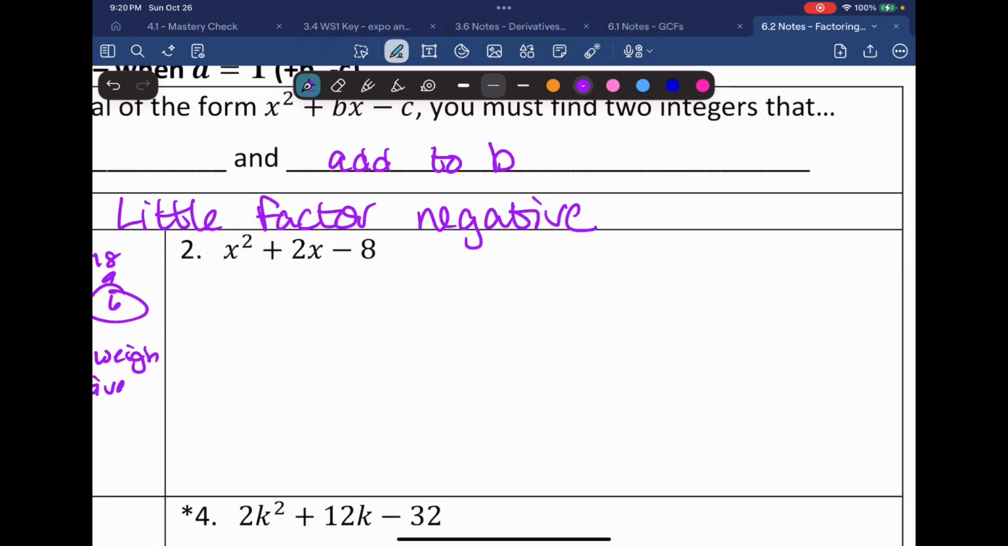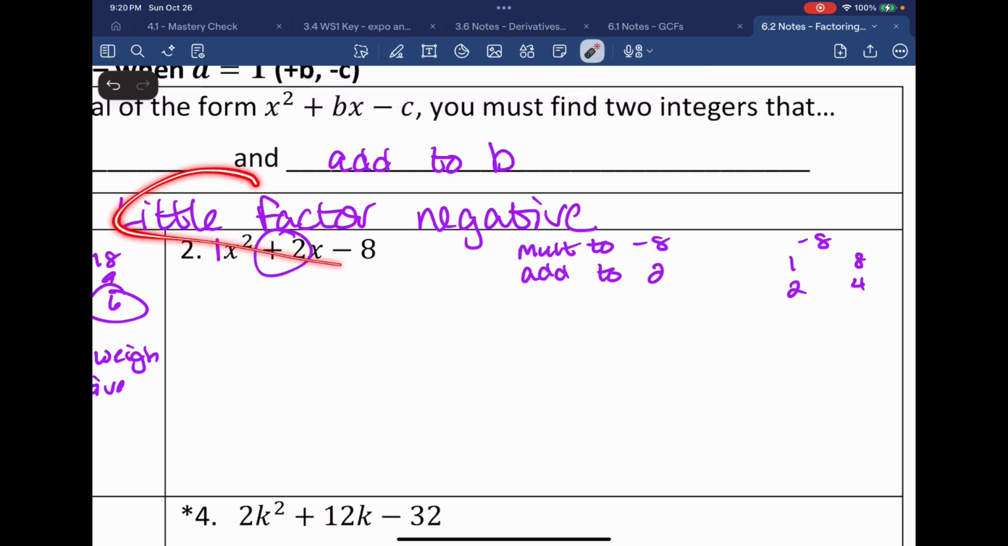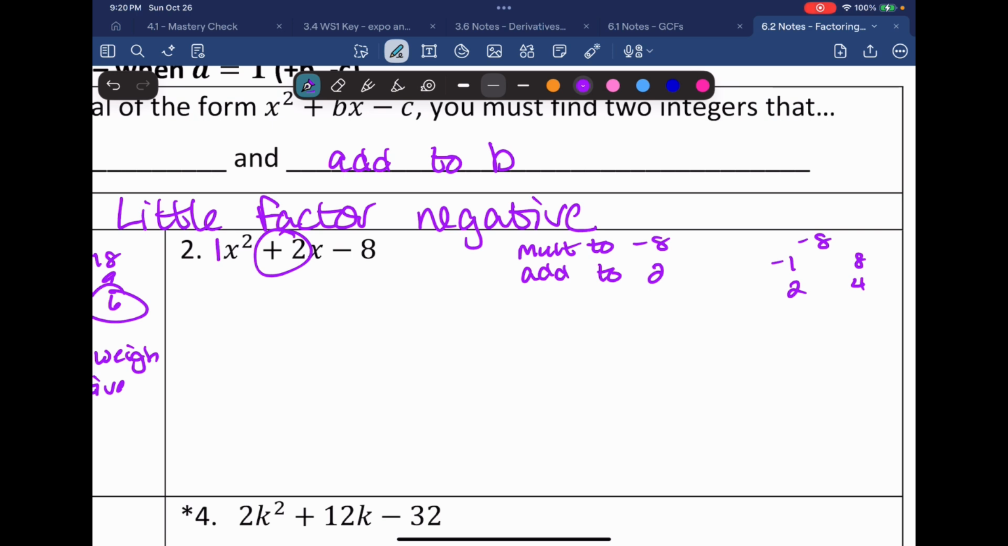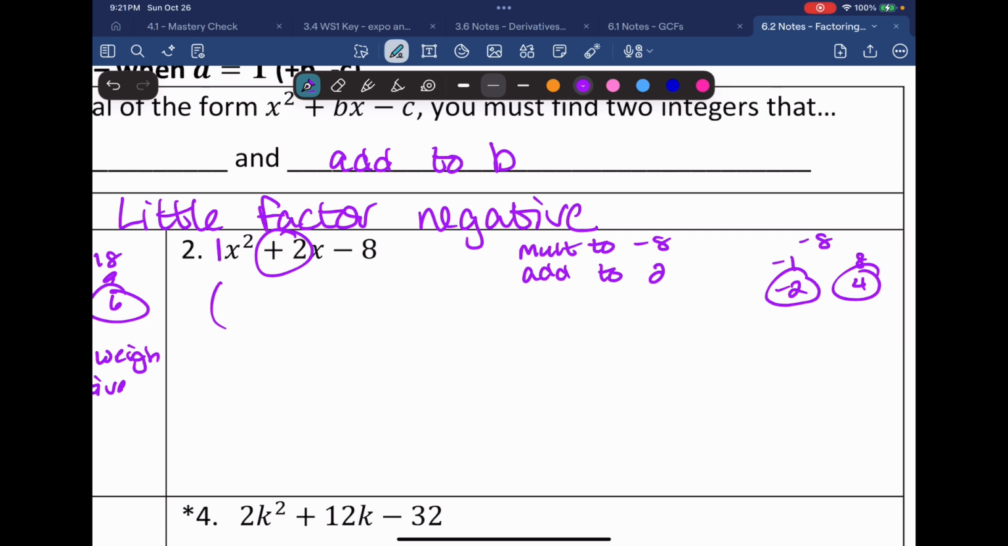check that your leading coefficient is a positive 1. Awesome, it is. So I want factor pairs that multiply to negative 8. So that's 1 and 8, 2 and 4. But again, issues that it's negative. But it also has to add to positive 2. Okay, we've already established the little factor is the one that's negative. So the one that adds to be positive 2 is negative 2 and 4. So x squared, so that's x times x, negative 2, positive 4.